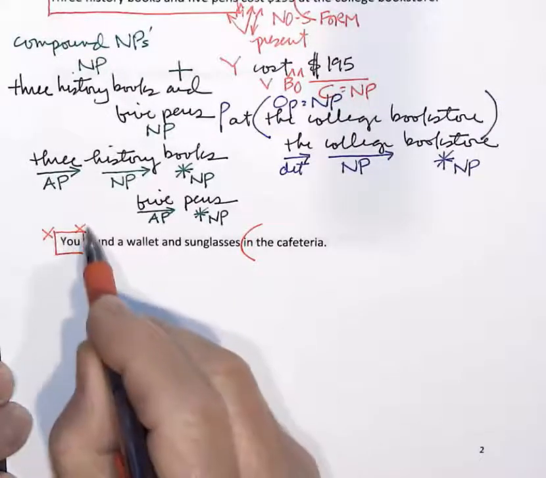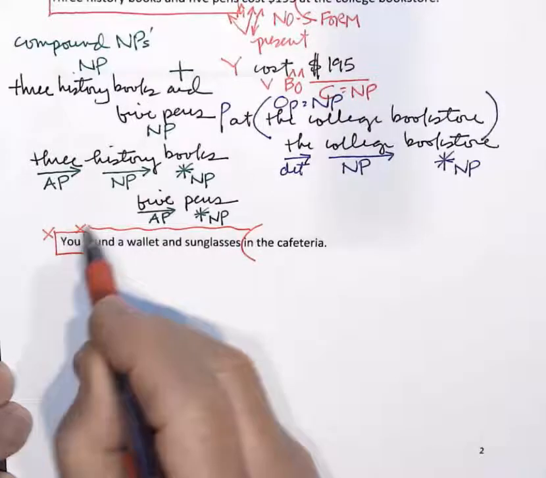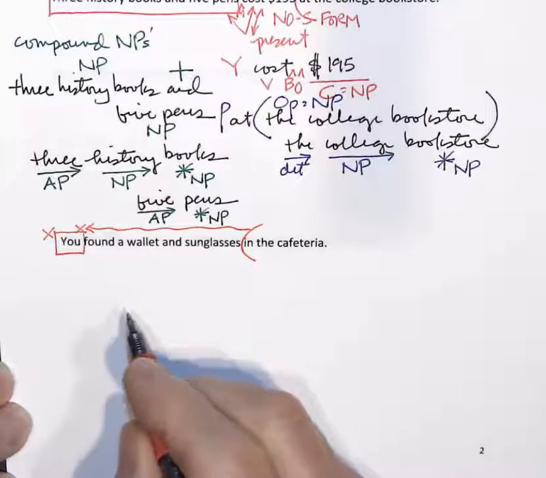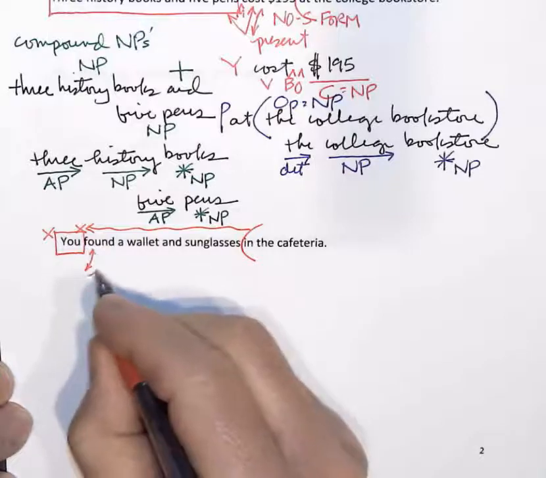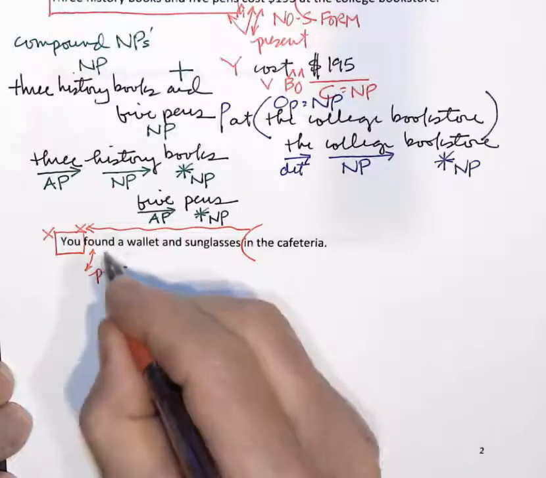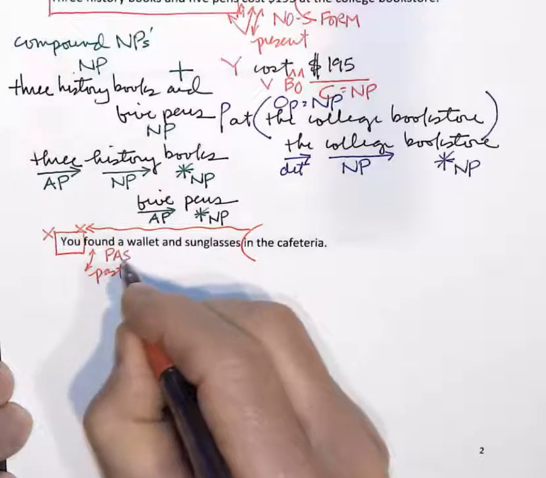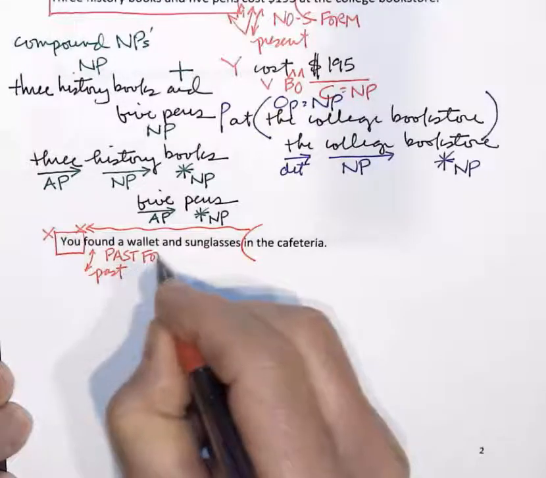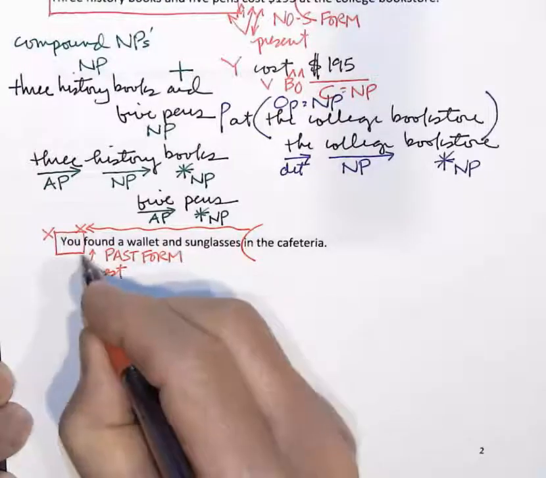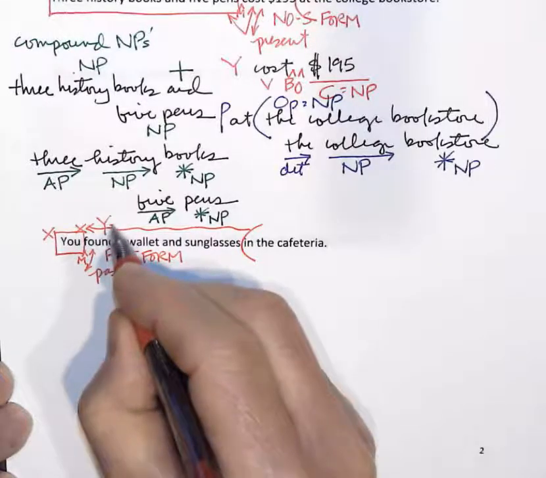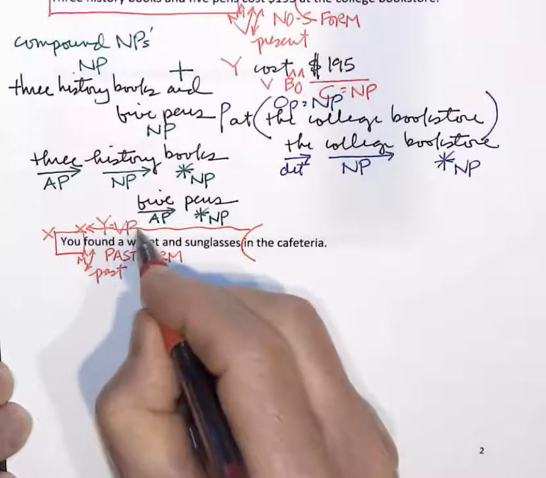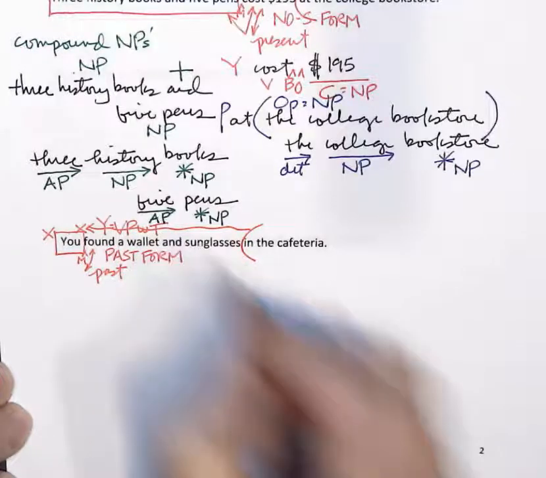You is the subject. Found a wallet and sunglasses is the predicate. Found ties with the past. It's the past form. The M place is empty, and Y is a verb phrase with time.